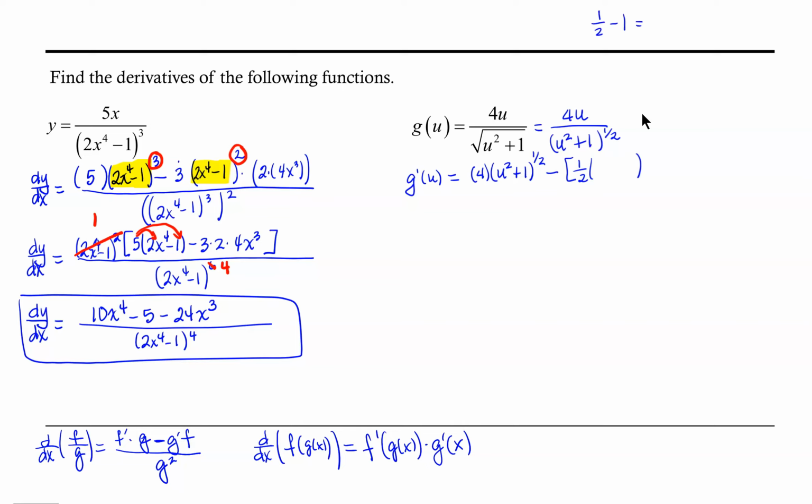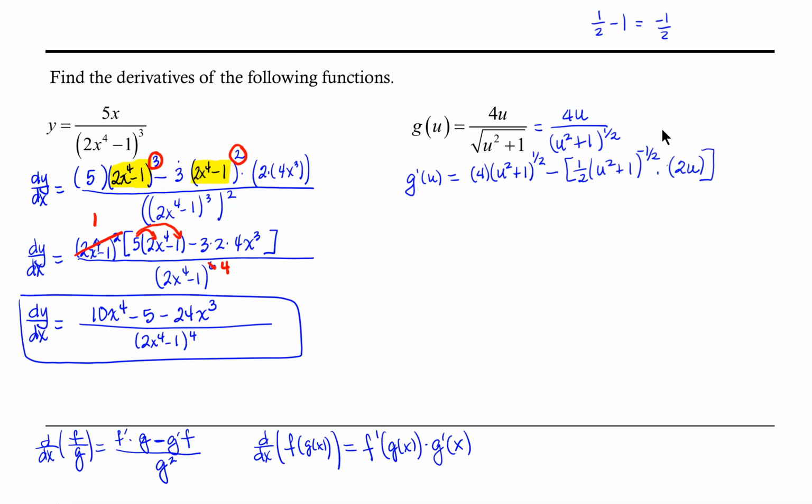1/2 minus 1 is negative 1/2. So this is going to be to the negative 1/2 power. Let's see, our argument was u squared plus 1. So that takes care of the fact we had something raised to the 1/2 power. And now we multiply by the derivative of our argument. So our argument is u squared plus 1. The derivative of u squared is 2u. The derivative of 1 is 0, so that would be 2u plus 0. And we'll just keep it as 2u.